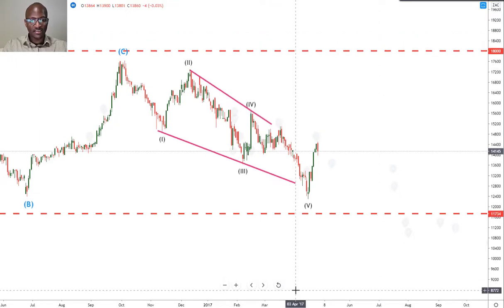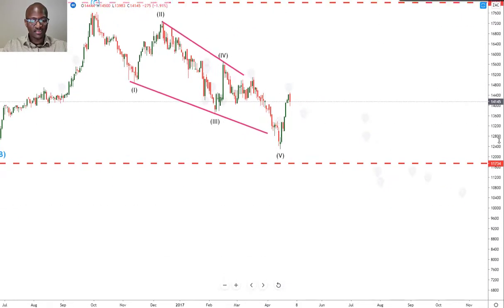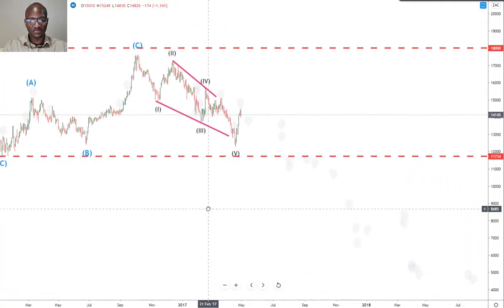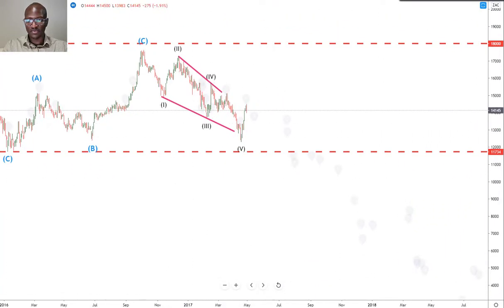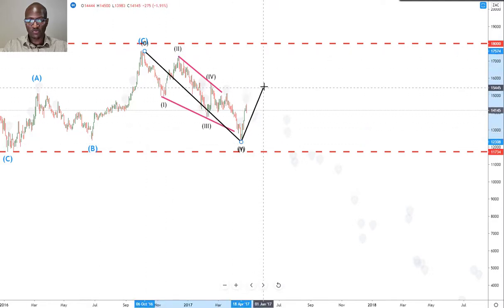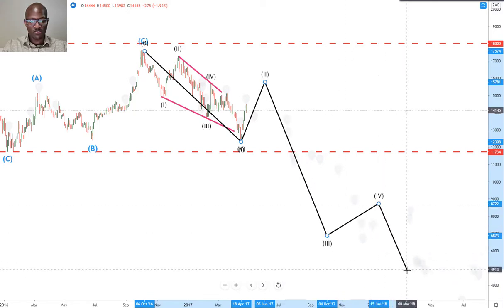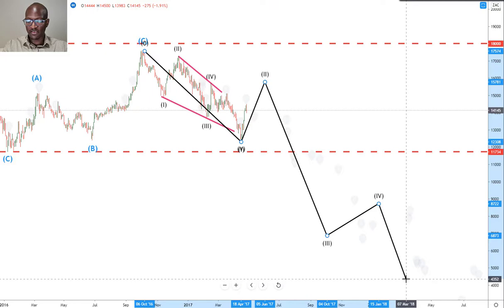So that being said, we can start labeling the advance that we are forecasting. So we are forecasting that this is wave 1, we forecast wave 2, we know we're going to get wave 3, a wave 4, and a wave 5.